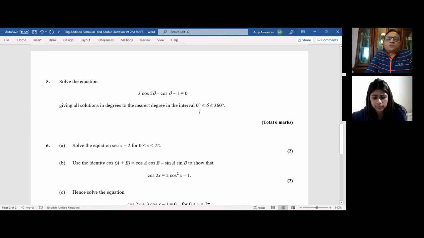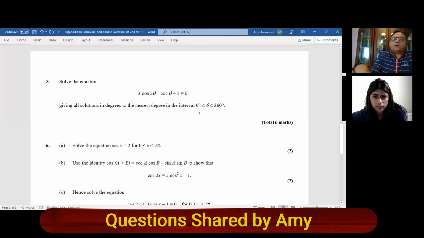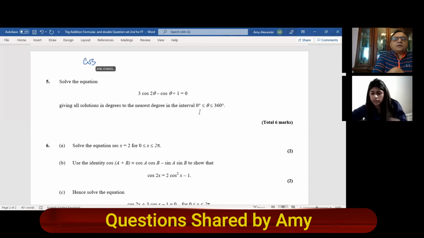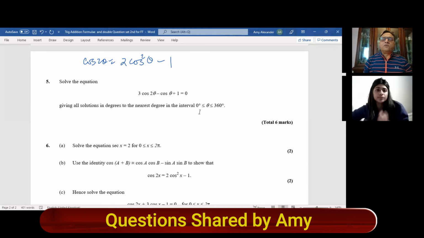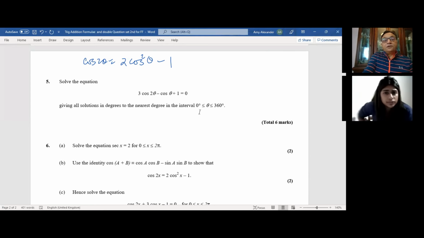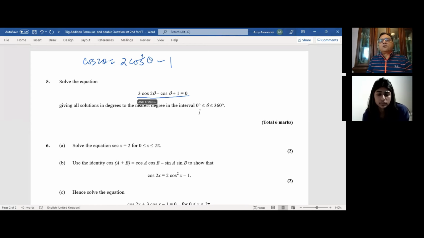Okay, so 3 cos 2 theta. You remember the cos 2 theta formula? There are 3 formulas for cos 2 theta. One is cos square theta minus sine square theta. Then you can substitute sine square theta as 1 minus cos square theta, and you get 2 cos square theta minus 1. Since you have an equation in cos, it is good to write the formula which involves cosine itself. So we'll replace cos 2 theta by 2 cos square theta minus 1 to get the quadratic equation. You get the idea?